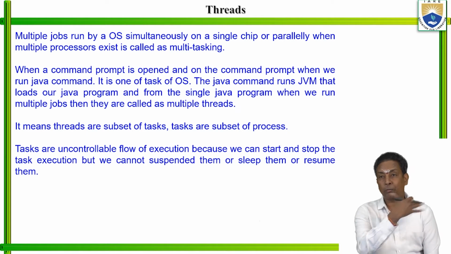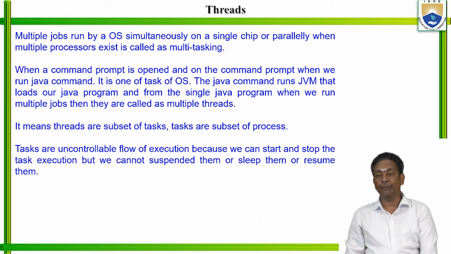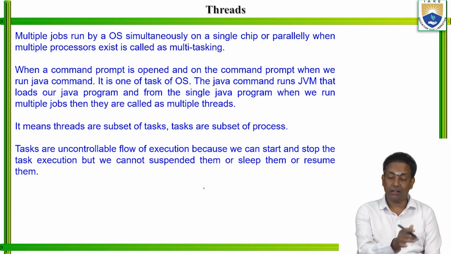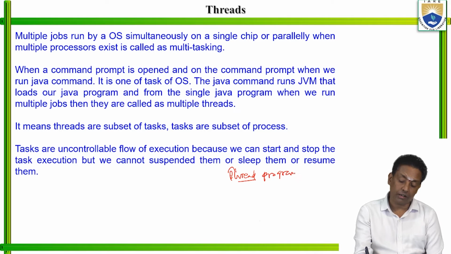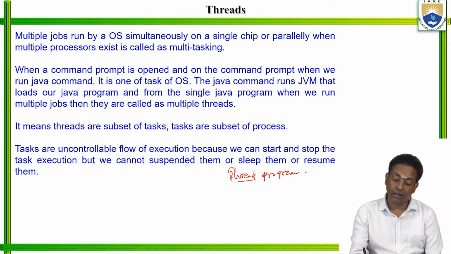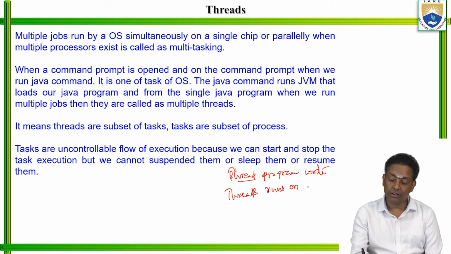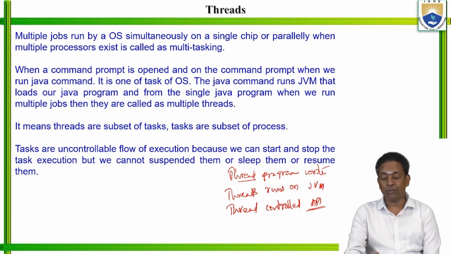But anyway, coming to the process or task, when we compare with a thread, the one main difference between the task, process and thread is that a thread, the programmer will write. A thread runs in the JVM. Threads can be controlled via API. And through the application programming interface, we can control the threads.